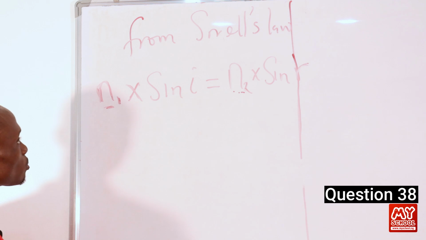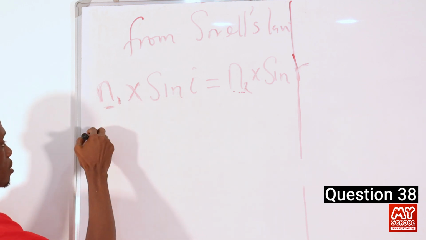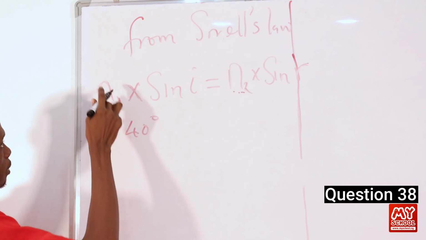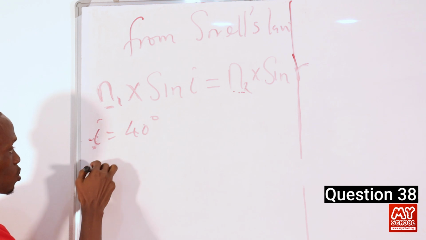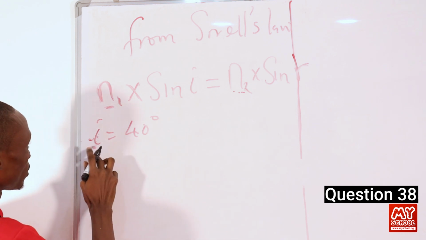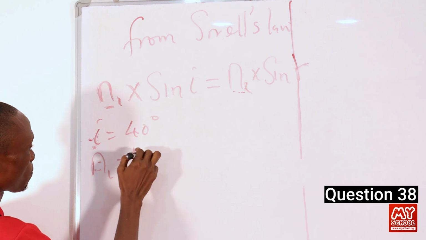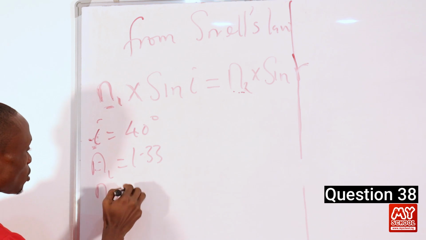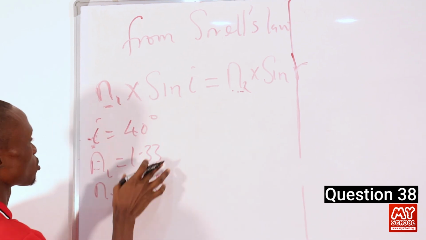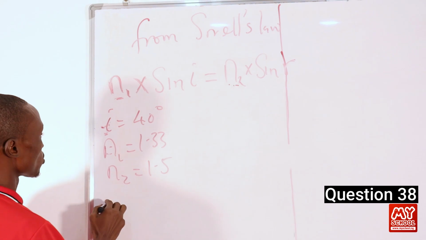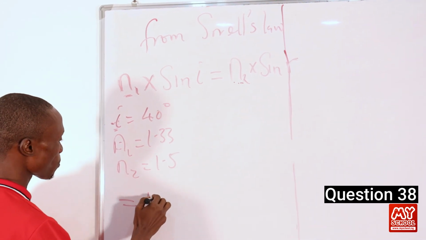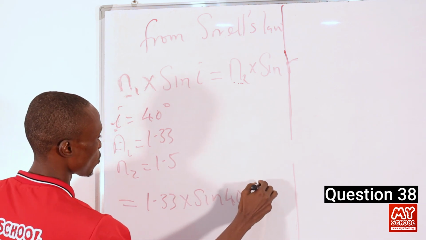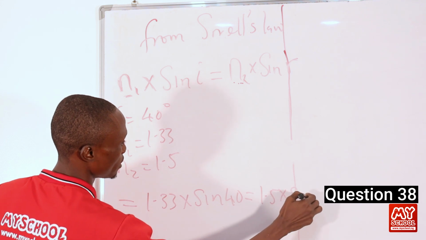From our question, we are told that the angle of incidence is equal to 40 degrees, and the refractive index of water, which is N1, is equal to 1.33, while the refractive index of glass is equal to 1.5. So we just substitute these values into the given formula, so that we'll have 1.33 times sine 40 is equal to 1.5 times sine R.